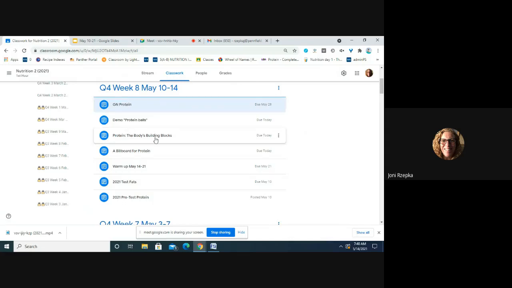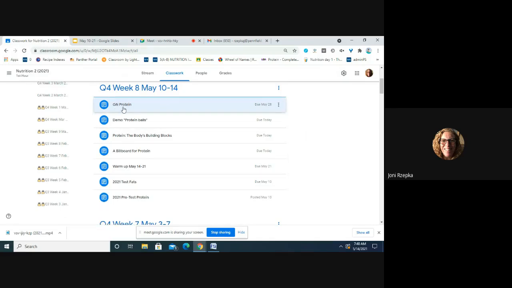And then I gave 2 assignments last week. This protein one, you can only do up to number 6, but if you figure out the word, it's kind of like a word scramble. So if you figure out the word, it helps you figure out the rest of the worksheet. And then a billboard for protein. I'll give you guys some extra time. And then we have our demo on energy bites, or I call them protein balls. That'll be your demo for our Thursday.